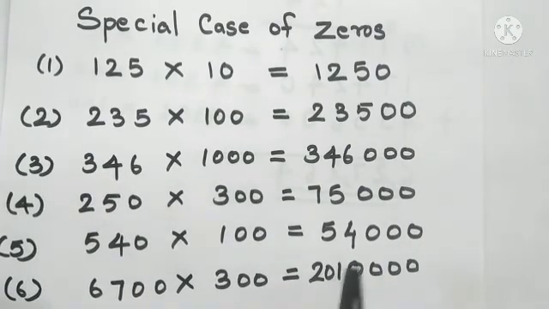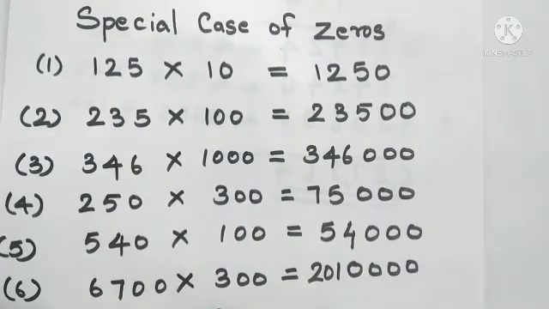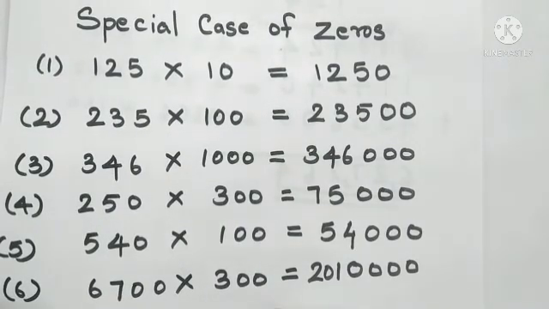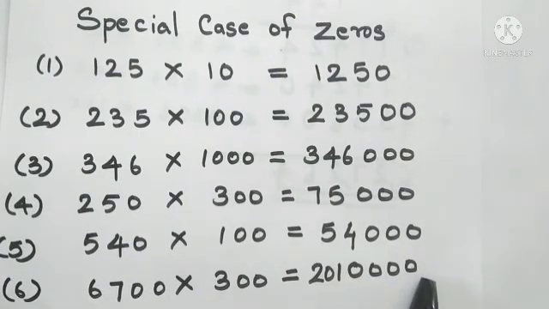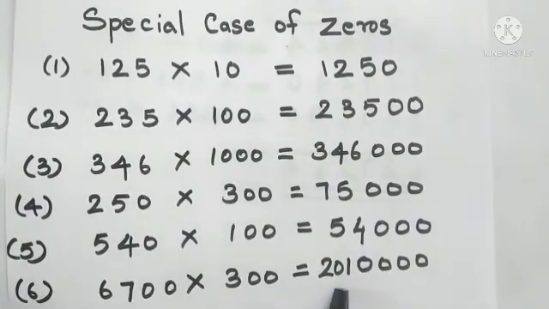Okay. So this is the way you have to multiply a number with a number with zeros. Count how many zeros are there, and you put them together with the product at the right place. Okay. So this is today's class for you.